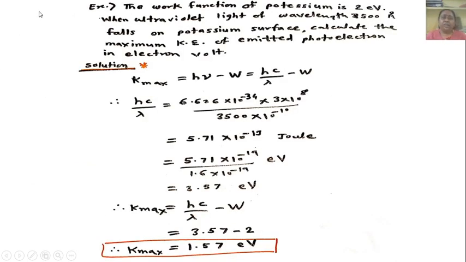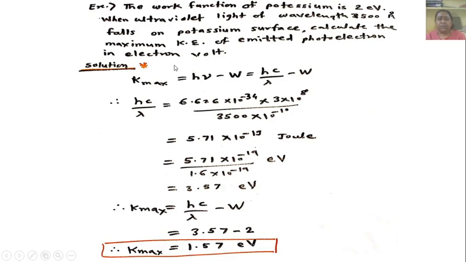Now next example: calculate, the work function of potassium is 2 electron volt. Here the work function W is 2 electron volt. Next, when ultraviolet light of wavelength 3500 angstrom falls on potassium surface, calculate the maximum kinetic energy of emitted photoelectron in electron volt.